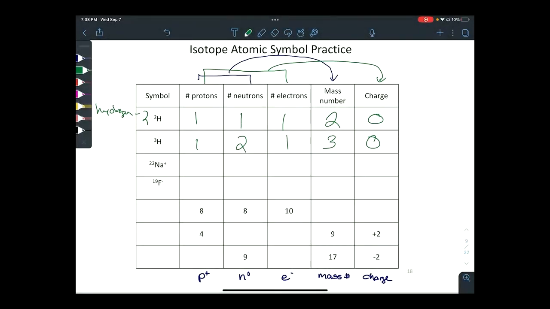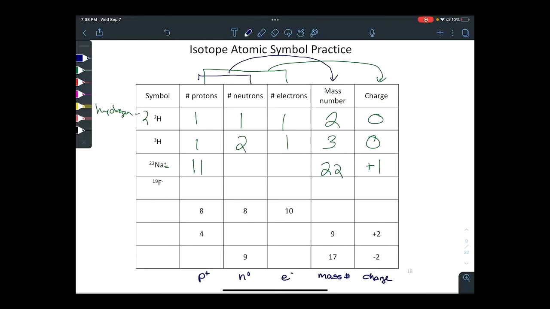All right, sodium plus. So for sodium, I don't give you the number of protons. Are we screwed here? No, we can get the number of protons from the periodic table. How many protons? 11, yes. The other pieces of information here, 22, that's our mass number. And then the plus sign tells us the charge. So the charge is +1. So we should be able to fill in the rest here.